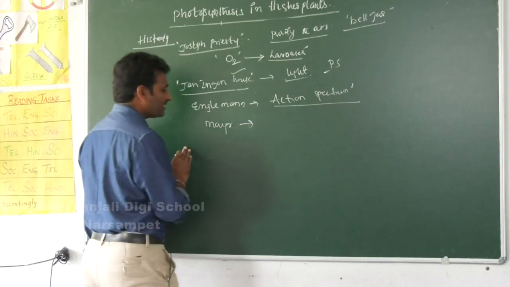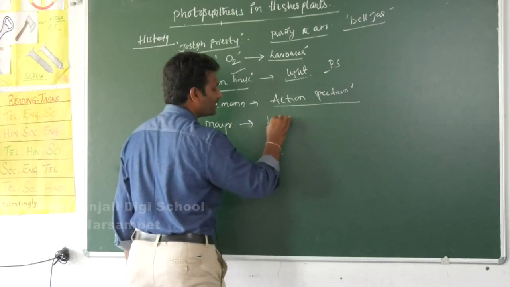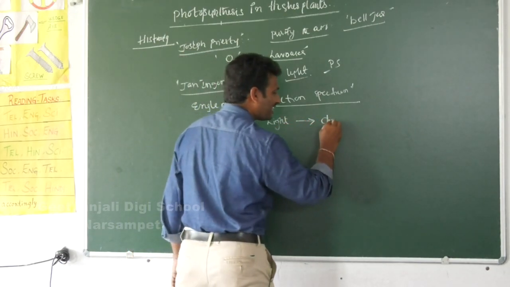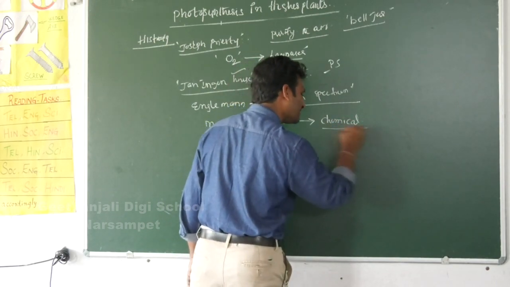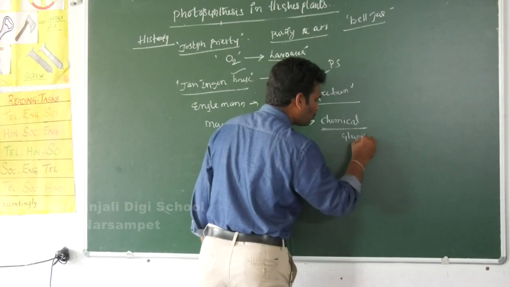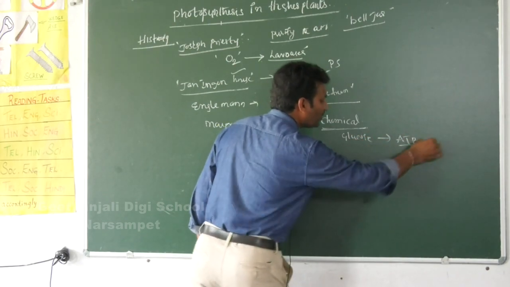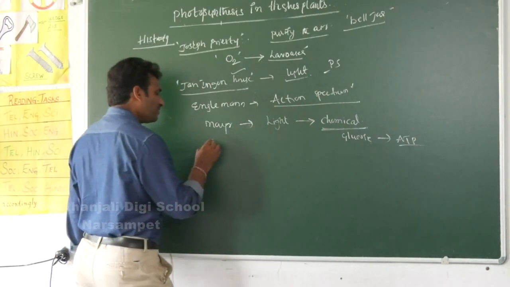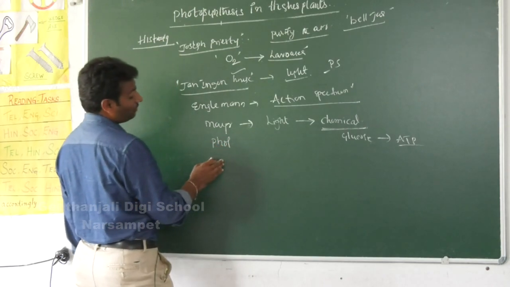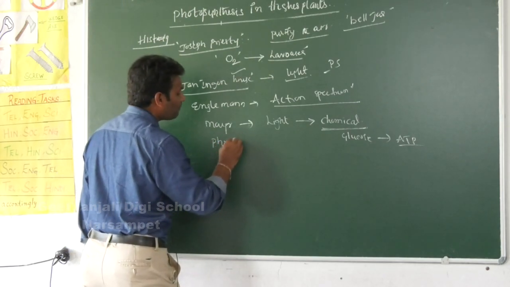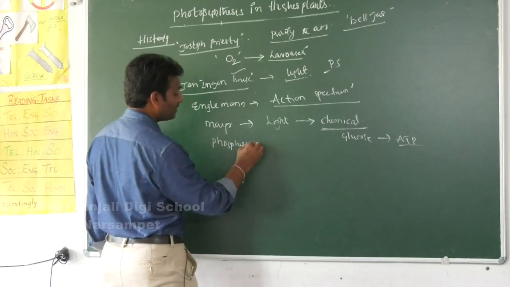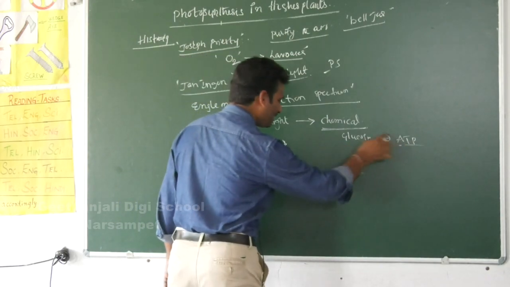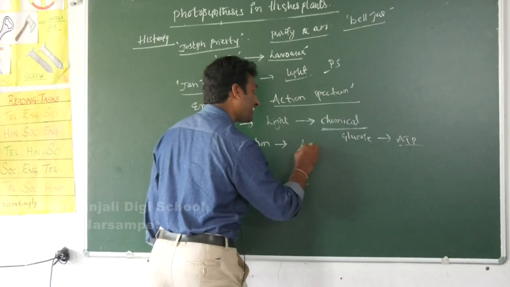The scientist Mayer explained that inside the photosynthesis, the light energy is converted into chemical energy. This chemical energy is nothing but glucose, and later the glucose is converted into ATP. For the formation of ATP, we need to know about phosphorylation reactions. Phosphorylation reactions take place inside the plants to form ATP. This was given by Arnon.